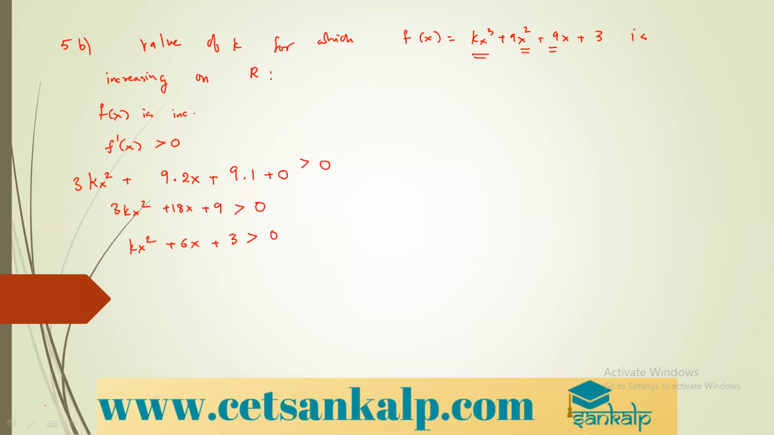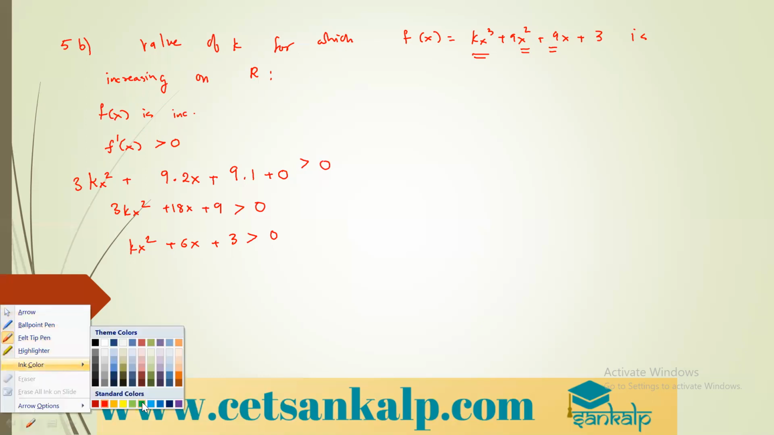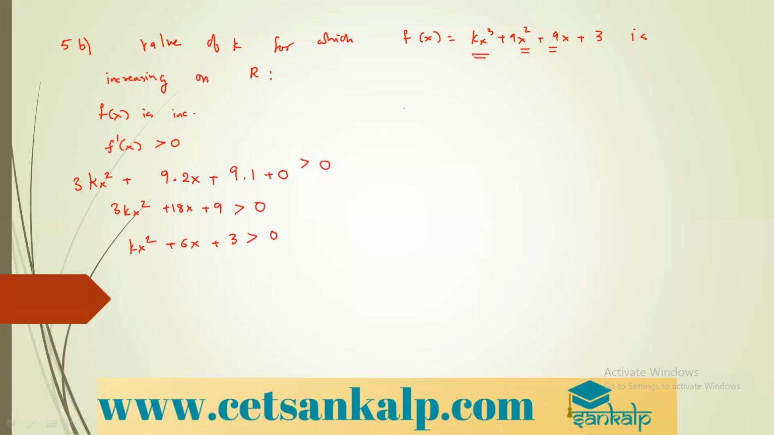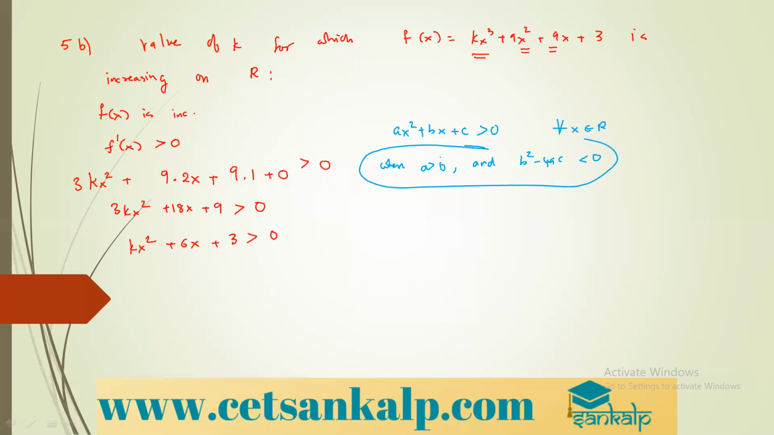Now, there is a formula. I will write that formula so that it will be easy for you. Ax squared plus bx plus c is greater than 0 for all values of x as real numbers when a is greater than 0 and b square minus 4ac is less than 0. This is the main formula we will be using now.